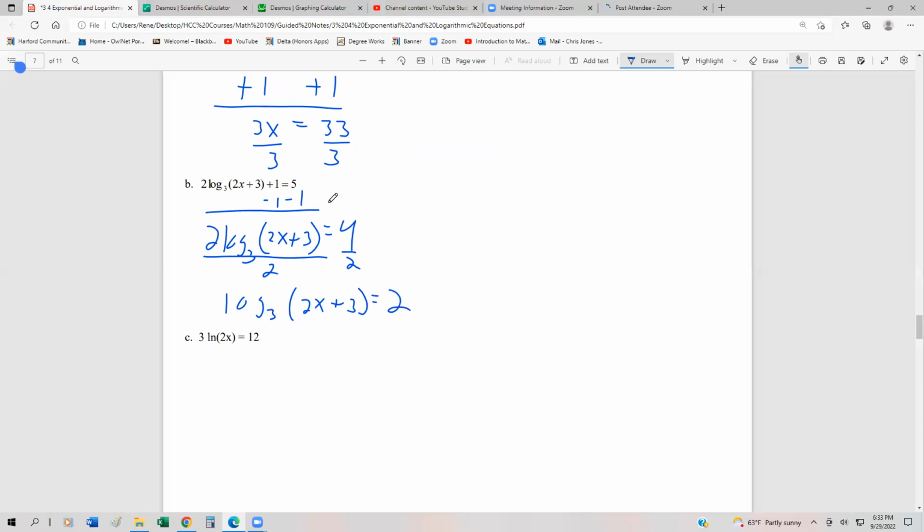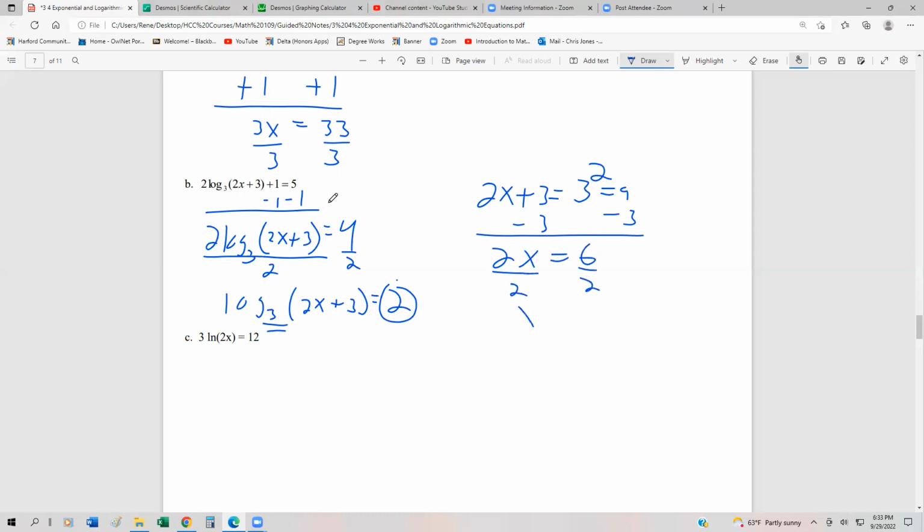Now we're going to use that trick. So we have our exponent is 2 and our base is 3. And we're going to say that now 2x plus 3 is going to be equal to 3 squared. When we evaluate that, that just becomes 9. We're going to subtract 3 from both sides. So we end up with 2x is going to be equal to 6. And then finally, we divide by 2. And so we end up with x is going to be equal to 3.